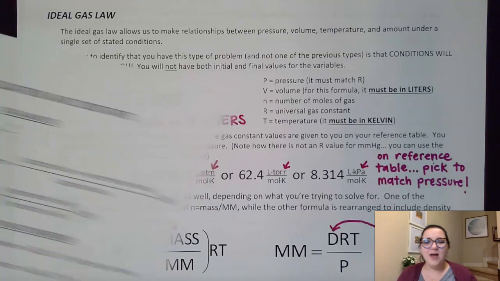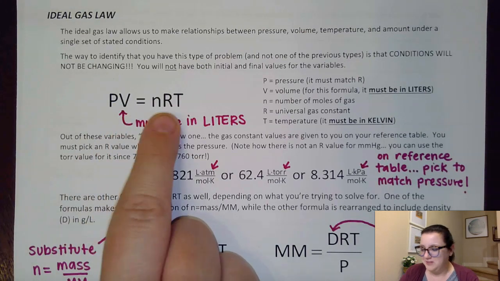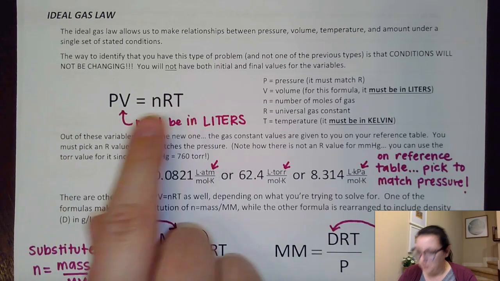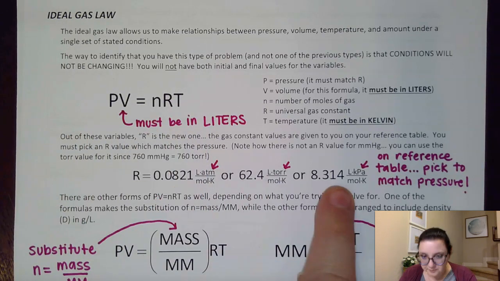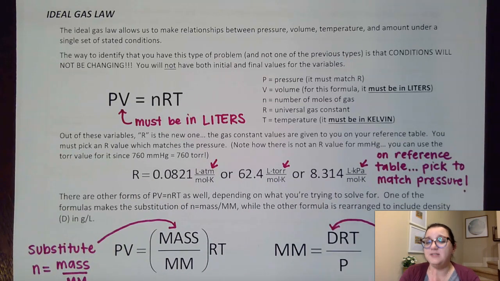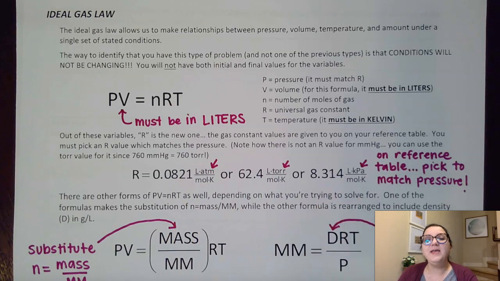Now, I mentioned PIVNERT just a second ago. That's kind of the nickname for this formula, and you can see why. If I said the letters all in a row, it looks like I would be saying PIVNERT. So on that R in PIVNERT, we had three options here. The three options look very similar, but with one key difference besides the number. If you look at the units, you will notice that they all have liters, moles, and Kelvin in them, but they each have a different pressure unit.